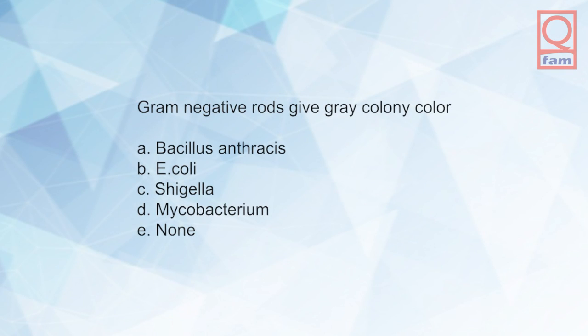Gram-negative rods give gray colony color? A. Bacillus anthracis. B. E. coli. C. Shigella. D. Mycobacterium. E. None. The answer is E. None.